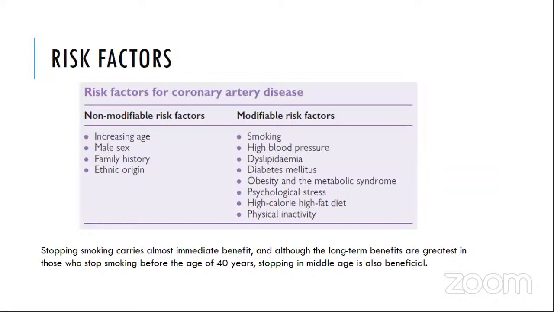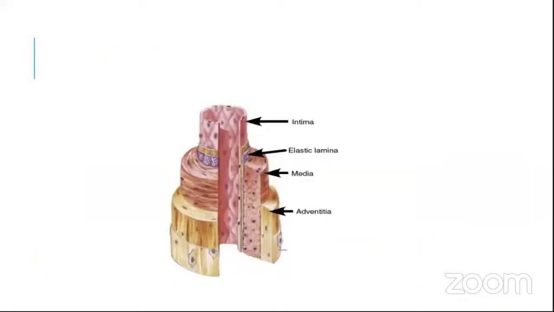Risk factors: we have non-modifiable risk factors and modifiable risk factors. Non-modifiable ones are increasing age, male sex, family history, and ethnic origin. Modifiable risk factors are smoking, hypertension, dyslipidemia, diabetes, obesity and metabolic syndrome, psychological stress, high calorie, high fat diet, and physical inactivity. Stopping smoking carries almost immediate benefit, and although the long-term benefits are greatest in those who stop smoking before the age of 40s, stopping in middle age is also beneficial.